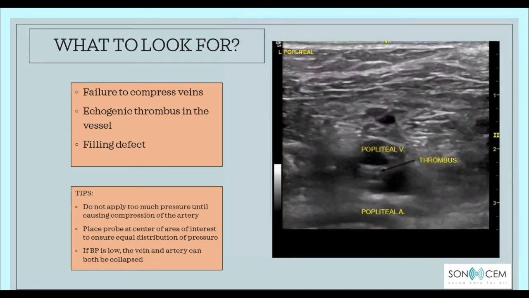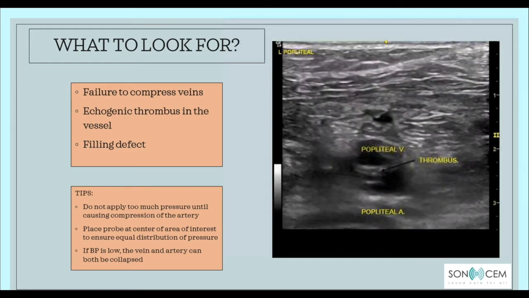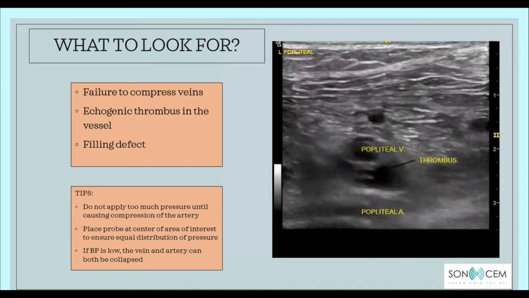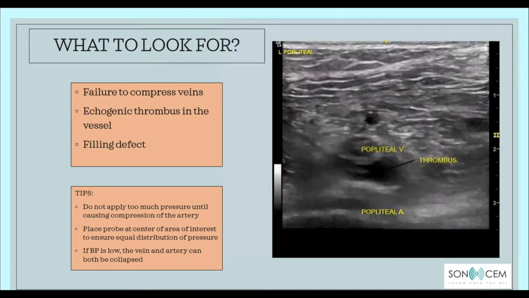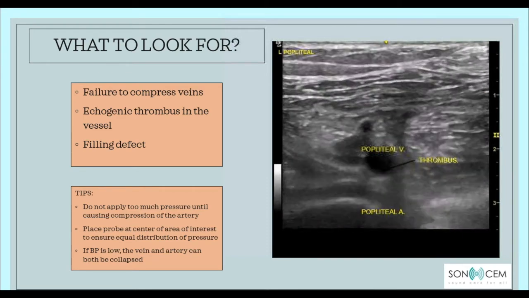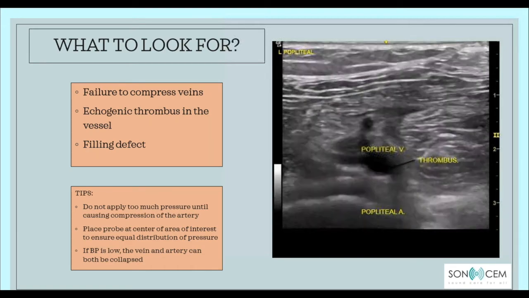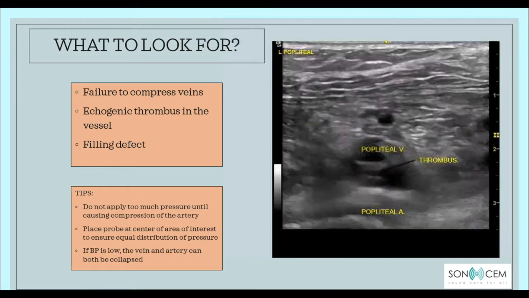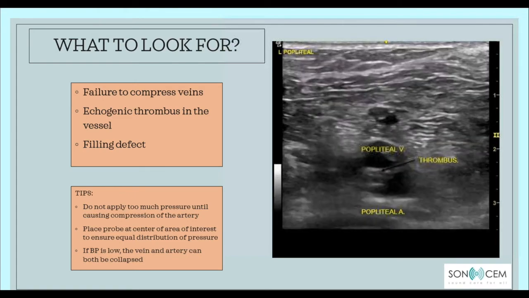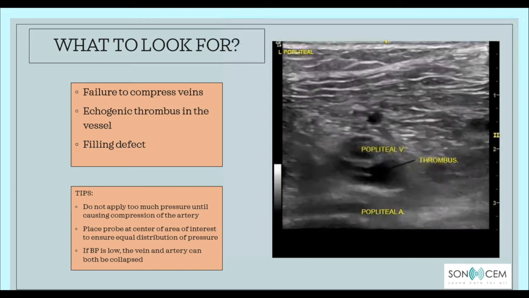Tips in doing the 2-point compression test is to beware not to apply too much pressure until causing compression of the artery. We have to place the probe at the center of the area of interest to ensure equal distribution of pressure. And another thing to remember, if blood pressure is low in a hypovolemic patient, the vein and artery can both be collapsed. So let's see the clips. This is a clip showing the left popliteal region. We can see echogenic thrombus in the popliteal vein shown by the arrow.